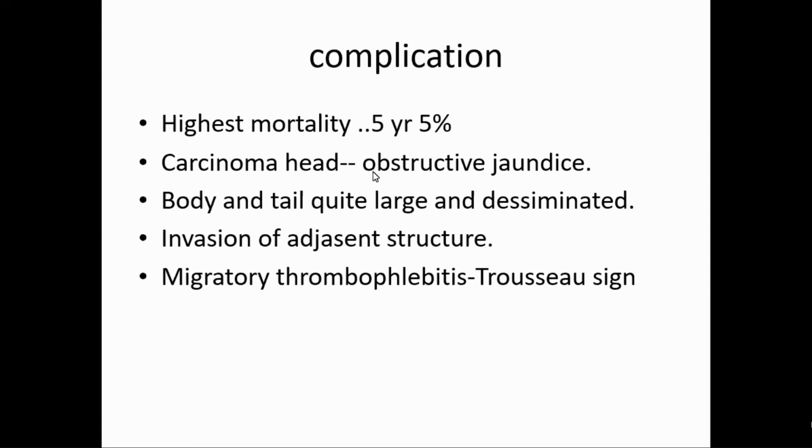Courvoisier sign: obstructive jaundice, painless jaundice caused by obstruction of the bile at the head of the pancreas, and the enlargement of the gallbladder. Trousseau sign is migratory thrombophlebitis.